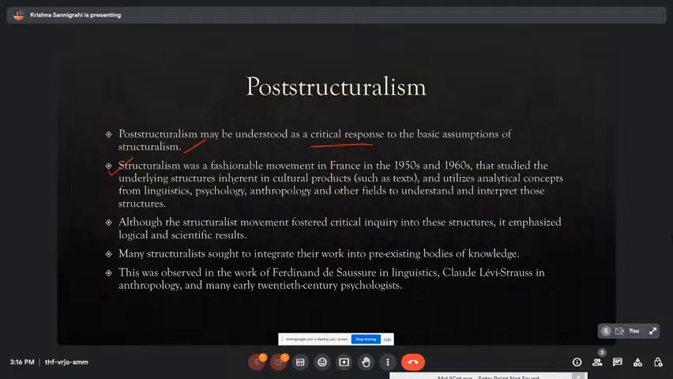What was structuralism? It was a fashionable movement in France in 1950s and 60s that studied what underlying structures are inherent in the cultural products such as texts and utilizes analytical concepts from linguistics, psychology, anthropology, and other fields to understand and interpret those structures. So first, they would identify the structures which are there in that text, and after that, using all these different fields of study, they would analyze those structures for a better understanding of that particular text through the lens of structuralism.